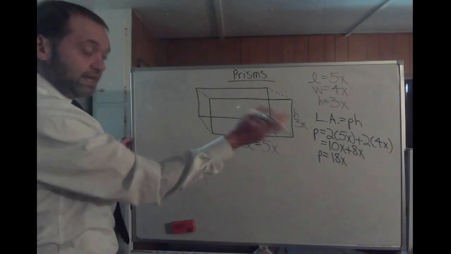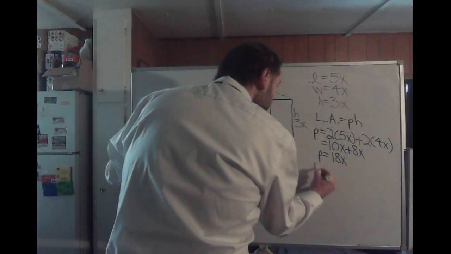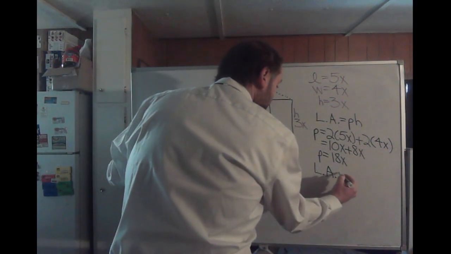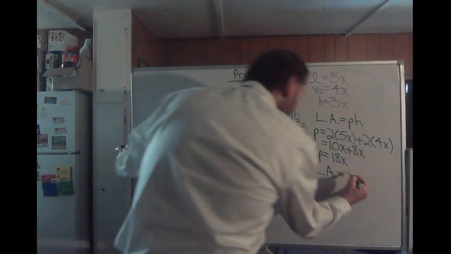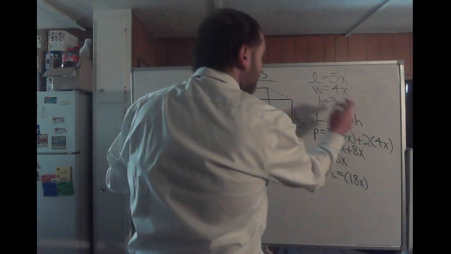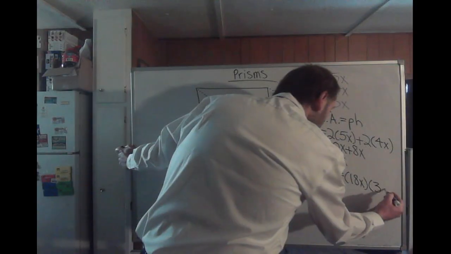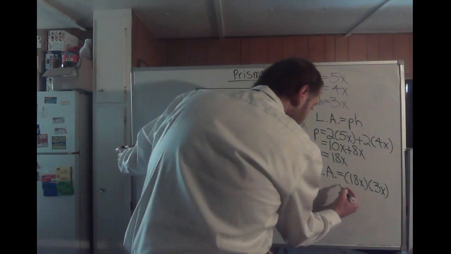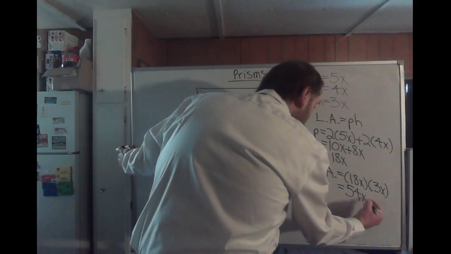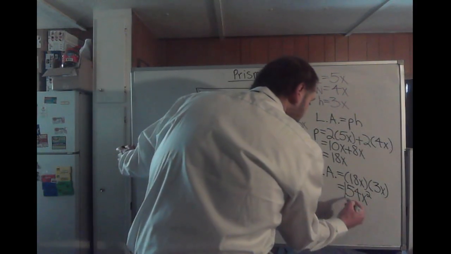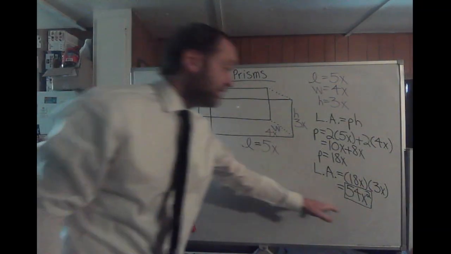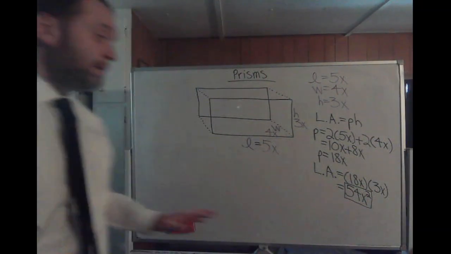Now we can find the lateral area since we know the perimeter of the base, and then we also know the height. So your perimeter is 18x times your height of 3x. 18 times 3 is going to be 54. And since you have x times x, that would actually be x squared. So the lateral area of this prism would be 54x squared units.